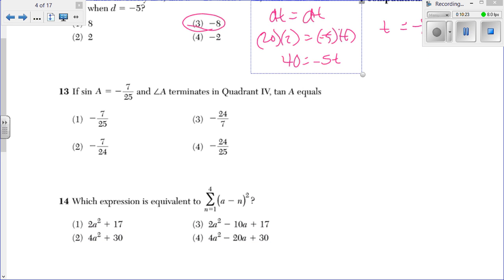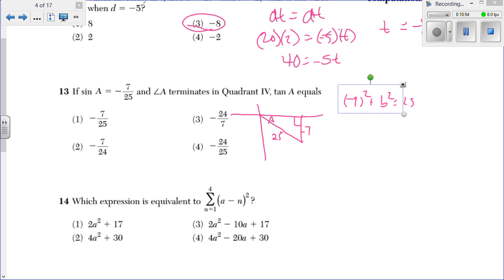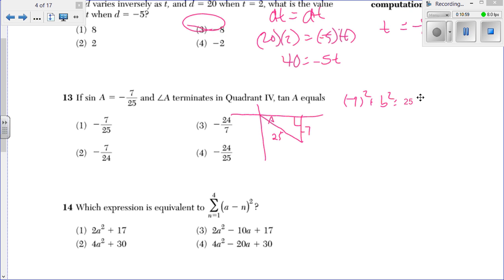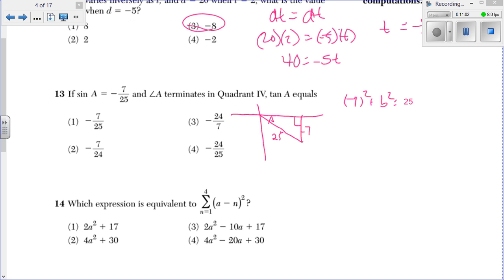If the sine of a equals negative 7 over 25 and a terminates in quadrant 4, then the tangent of a equals, well, we are in quadrant 4. Sine is opposite over hypotenuse. If I need to, I can do a squared plus b squared equals c squared here. So negative 7 squared plus b squared equals 25 squared. Oops. That did not do what I wanted it to do.